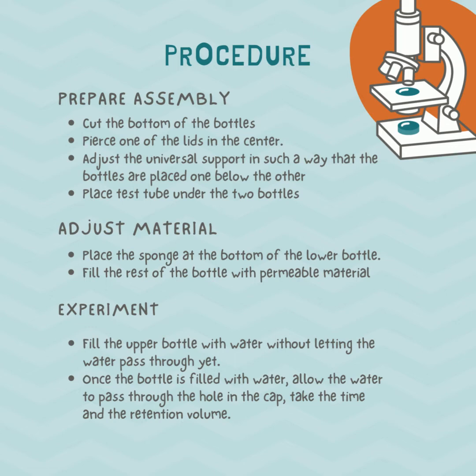To adjust the materials, it is necessary to place the sponge at the bottom of the lower bottle. Fill the rest of the bottle with permeable material. And for making the experiment, we have to fill the upper bottle with water without letting the water pass through yet. Once the bottle is filled with water, allow the water to pass through the hole in the cap. Take the time and the volume.